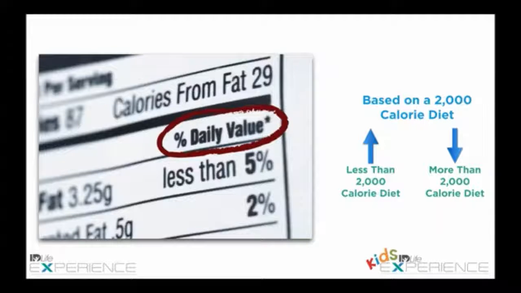And you need to know that, because if you consume more than 2,000 calories a day, what that means is that the percentage of your daily value should actually go down. If you consume less than 2,000 calories, that percentage daily value should go up. That's right, especially ladies and children. If you are looking at a label and it says that you're consuming 50% of your daily value, realize that's based upon a 2,000 calorie diet.